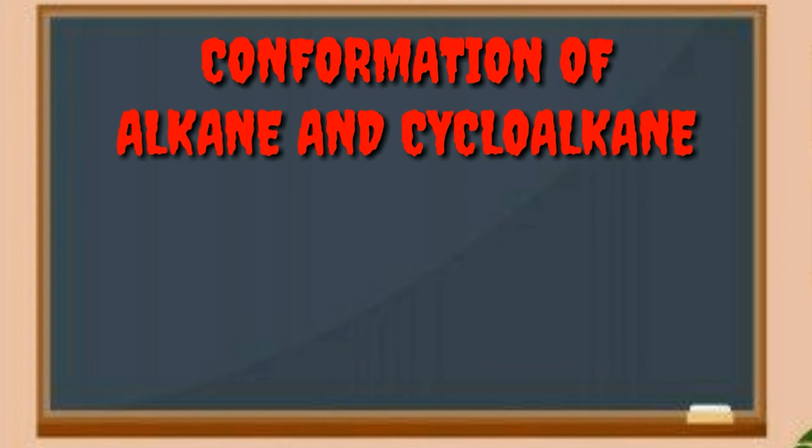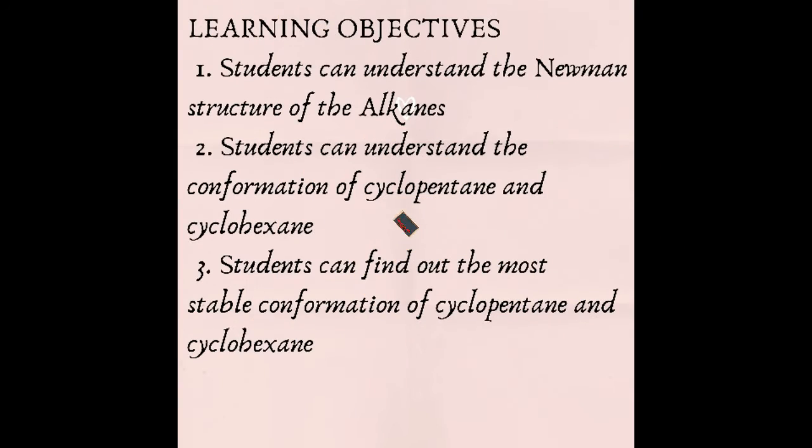Learn about conformation of alkane and cycloalkane. The learning objectives: 1. Student can understand the Newman structure of the alkane. 2. Student can understand the conformation of cyclopentane and cyclohexane. 3. Student can find out the most stable conformation of cyclopentane and cyclohexane.